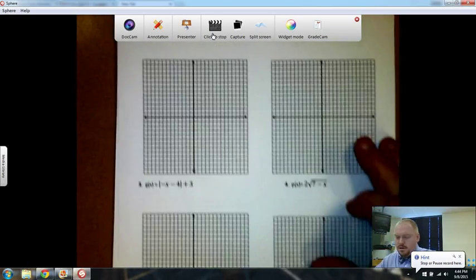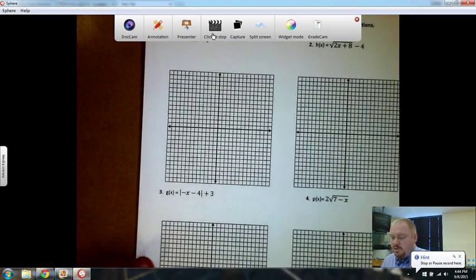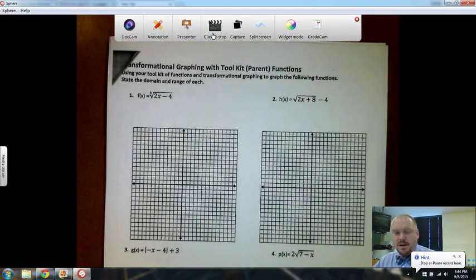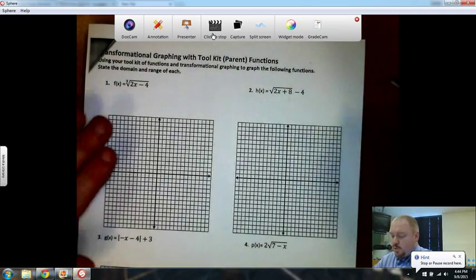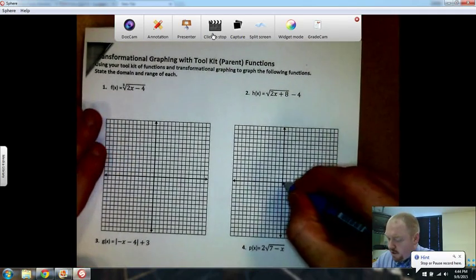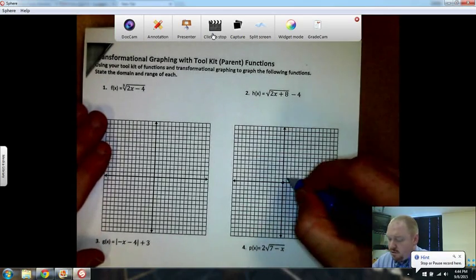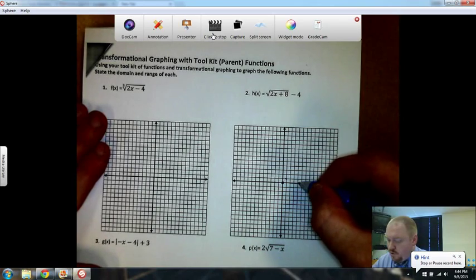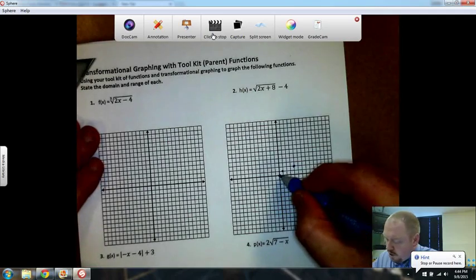Okay, over here on the next page, I would like to do number 2 for you and number 3. Okay, because this is square root, I need 3 important points for the master square root function, which is 0, 0, 1, 1, and 4, 2. 1, 2, 3, 4, 1, 2. So I'm just going to draw that in.